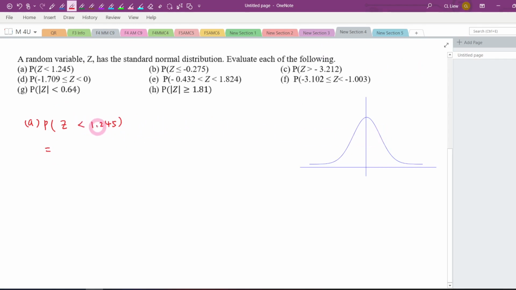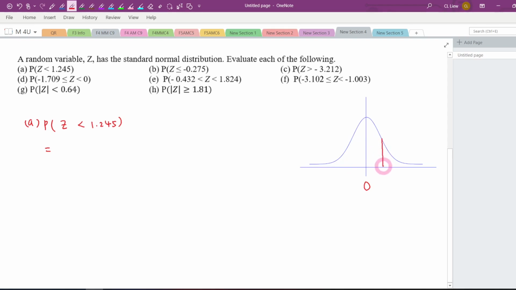Then look at 1.245. We just sketch. Maybe you don't know where 1.245 is. You don't have to know exactly where, as long as you get the left hand side and right hand side correct. But left and right is very important. Okay, 1.245, this is 0, right? This is the standard normal distribution. It means that the mean is equal to 0. So this is 0. So 1.245 is not here, not on the left hand side, but on the right hand side.